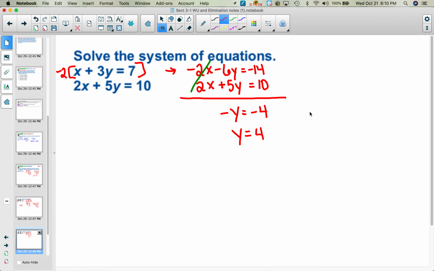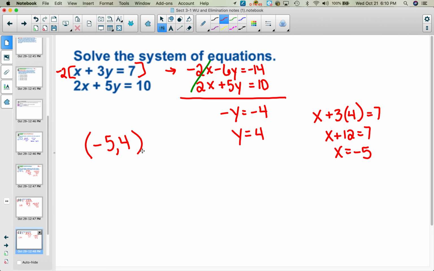If I go back into the top equation, the original one, I have x plus 3, put a 4 in for the y. So we get x equals -5. So (-5, 4) is my solution.